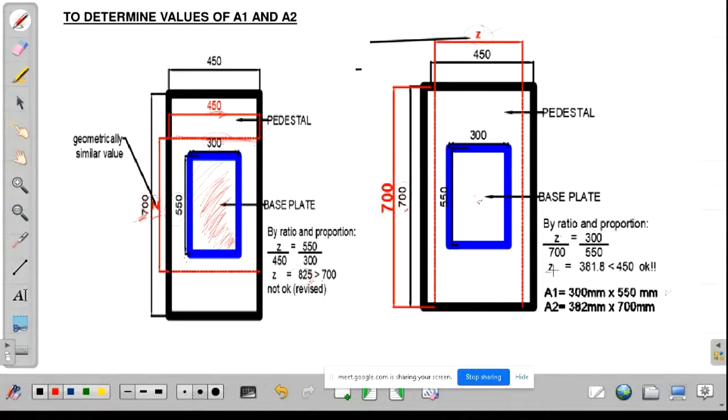So, yung makukuha mong value ng Z is 381.8, which is less than 450 na maximum dimension ng ating width ng pedestal. So, pasok siya. So, ngayon, pag pasok na siya, ang kukunin yung maximum area na geometrically similar to and concentric with the load area, yung area ng base plate natin, is equal to 382 by 700. Okay, so yan yung magiging area 2 natin.